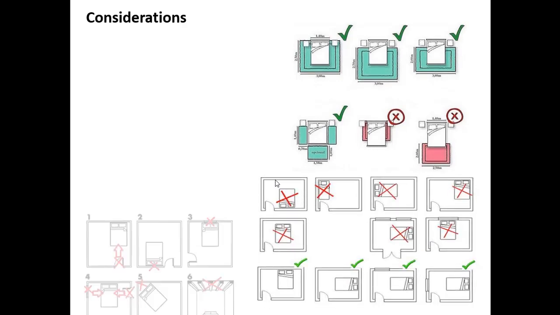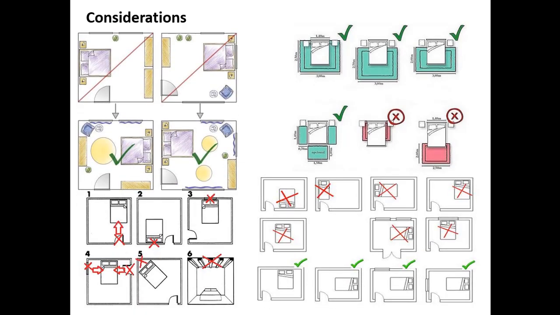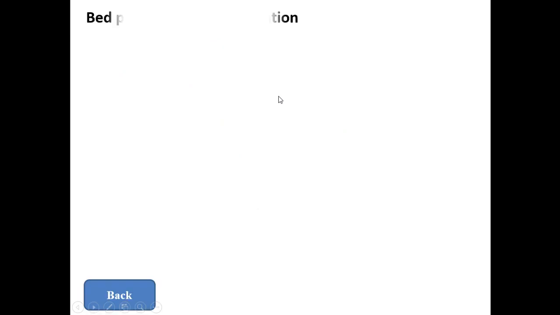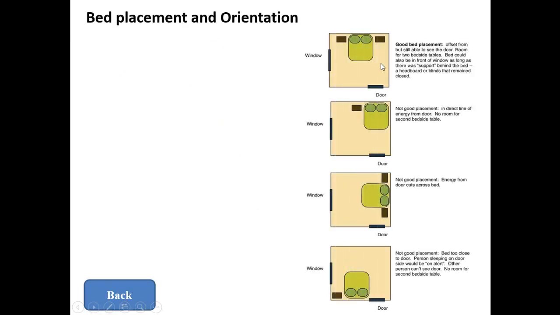Consideration: how to arrange the furniture inside. It's very important. It's okay here, no, and here is false. This is the false one, this is the right one. Okay, here for example, good bed placement. Why? Because it isn't directly in front of the door and we have enough area for these units.